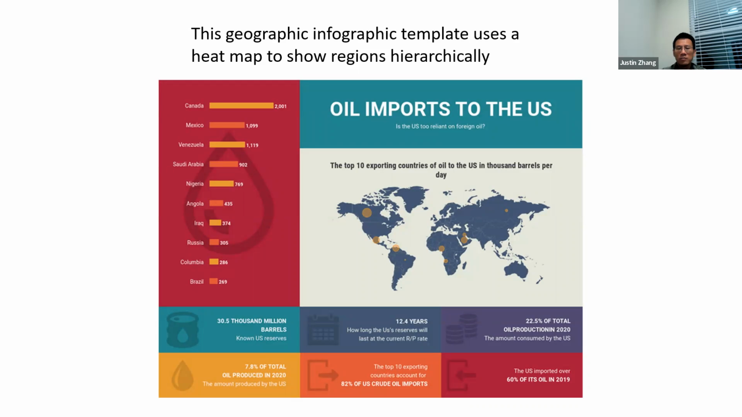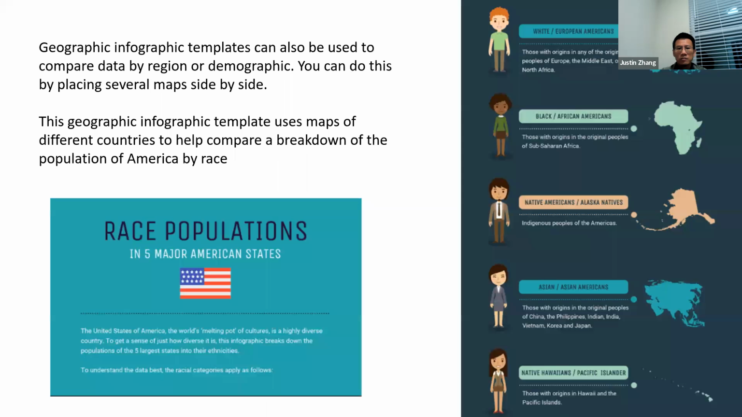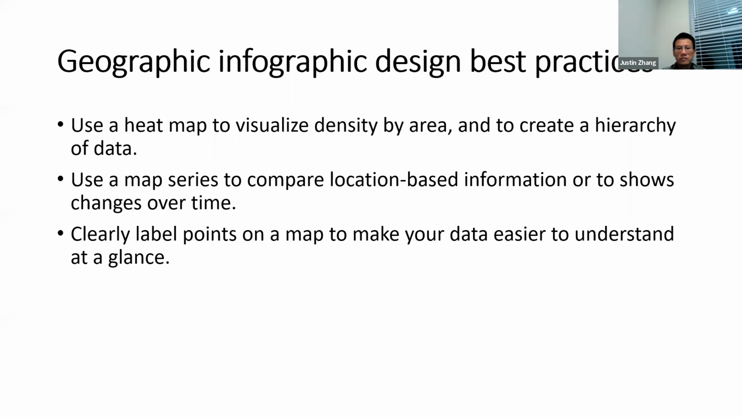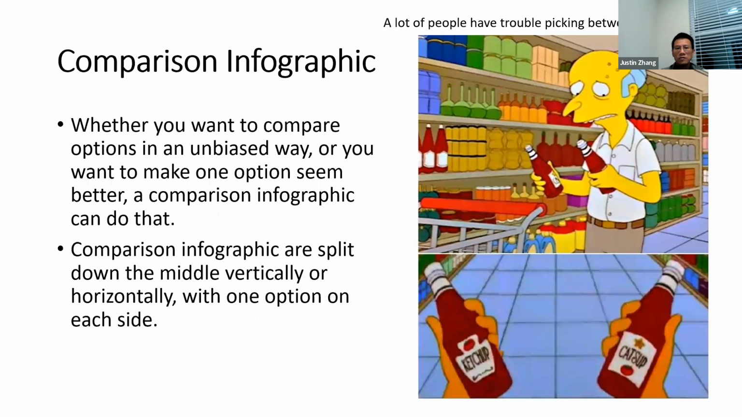So map can be a powerful instrument in creating infographics. So multiple maps can be used for comparison for different states. So heat map can also be used as a supplement to visualize density and to create a hierarchical structure. Comparison infographic. So again, the name says it's used for comparison.